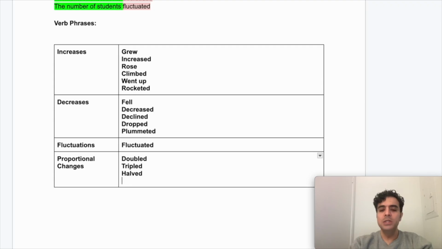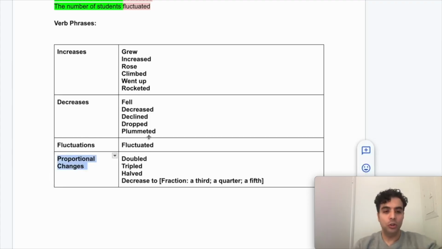And you could also use, for example, a structure like decrease to, and then you need some kind of fraction here. And by fraction, I mean a third, maybe a quarter, or a fifth. Right? Just a few common examples. So you could say it decreased to a third. So if it was 90%, it decreased to 30%. It decreased to a quarter. If it was like 100, it went down to 25. Or a fifth, right? So you get the idea. These structures can be used to describe, as I mentioned, proportional changes.